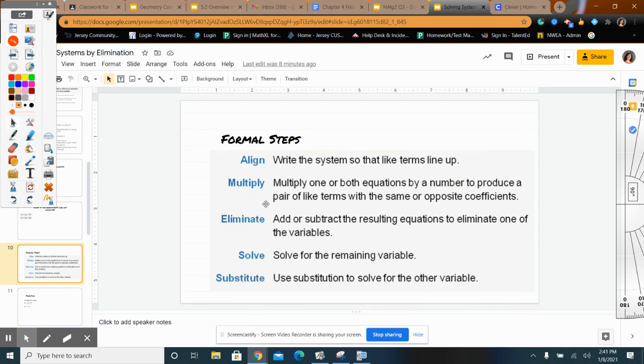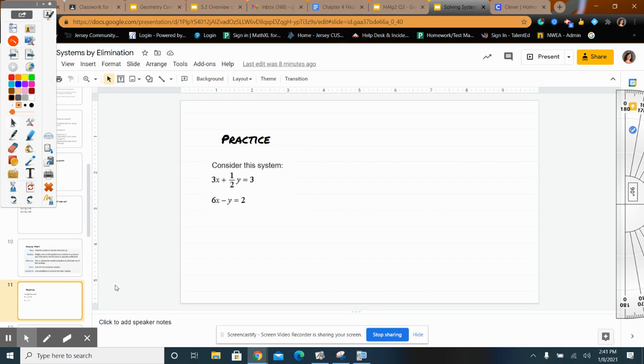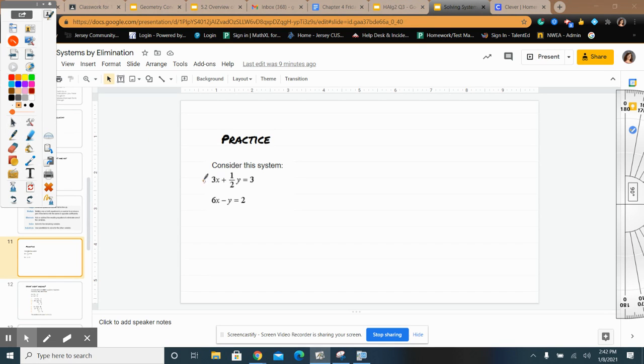So here are the formal steps. You align them, you multiply one or both, you eliminate, you solve, and you substitute, just like we just did. So let's practice this one when there is fractions. Fractions are yucky. I don't like them. So what can I do? Well, I can do whatever I want. I can change the way this looks first so I don't even have to look at the fraction. Let's multiply everything by 2 so I don't even have to look at that guy. Then I get 6x plus y equals 6.